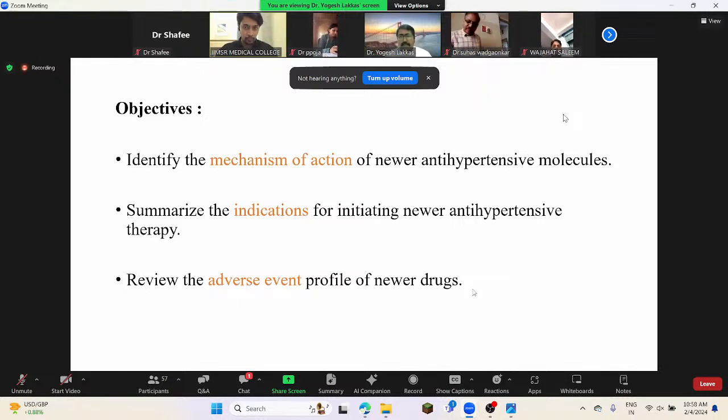Now the objectives for this talk: identify the mechanism of action of newer antihypertensive molecules. We have many old molecules that we have been using for over 10 to 20 years, but there is always a need for newer molecules because there is a concept of resistant hypertension or refractory hypertension. The second objective is to summarize the indications for initiating newer antihypertensive therapy and to review the adverse event profile of newer drugs.